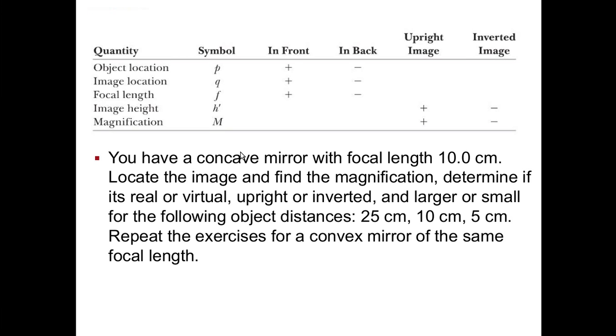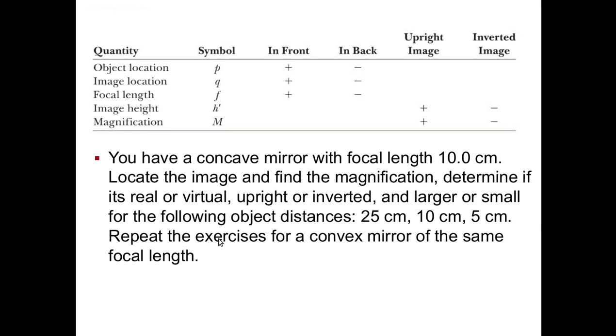So I'm going to deal with three different scenarios for a concave mirror. Three different object distances: 25 centimeters, 10 centimeters, 5 centimeters. So that's three different examples I'm going to do. I'm going to categorize all the images, whether they're real or virtual, upright or inverted, larger or smaller. I'm going to calculate the magnification, calculate the image distance, and hopefully all my signs will match up with this diagram, or this table right here, and they'll match our cases.